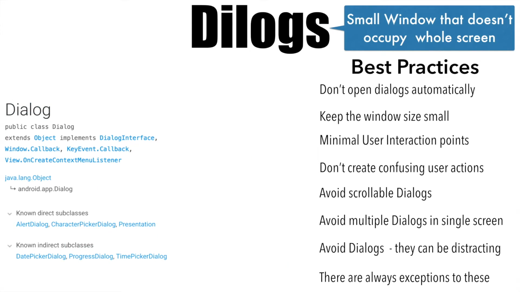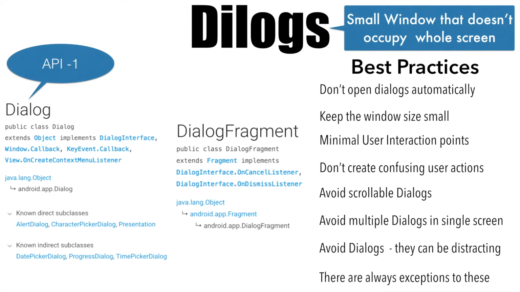Dialog has been there as a class in Android since the very early beginning, that is API level 1. As you can see, there are various other subclasses like AlertDialog, DatePickerDialog, ProgressDialog, TimePickerDialog. So they have been there in Android for quite some time. But this is not the only way to work with dialogues. There is another class called DialogFragment. This was introduced in API 11, that is Android Honeycomb.